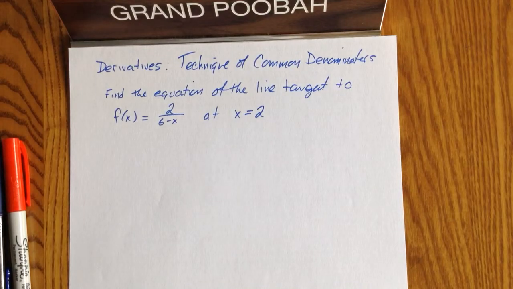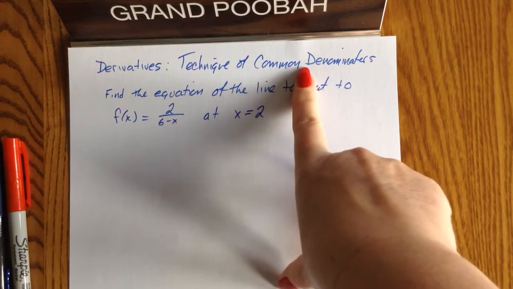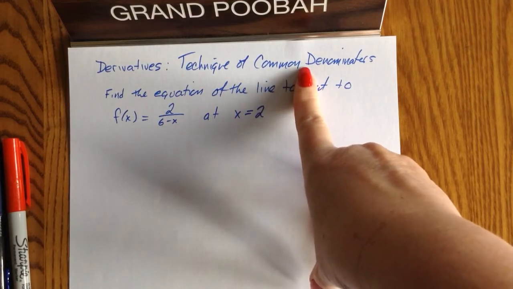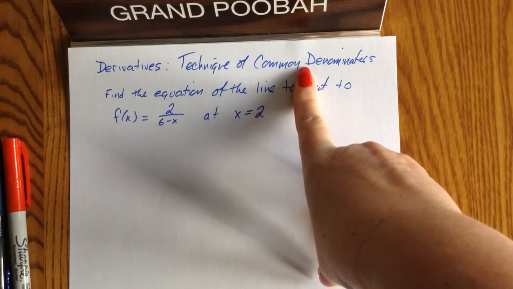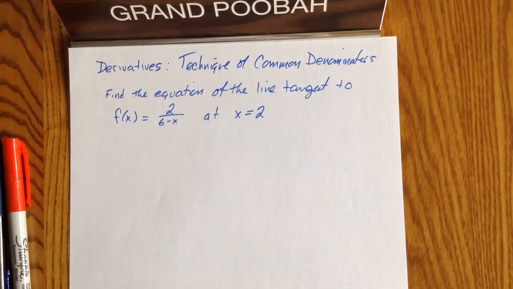Alrighty then, corn children. We're going to do more practice finding derivatives using the definition of the derivative. And today we're going to look at a technique of common denominators. Campers, this is the same technique you learned in elementary school. We're just using it in the context of derivatives. So this is not that bad.